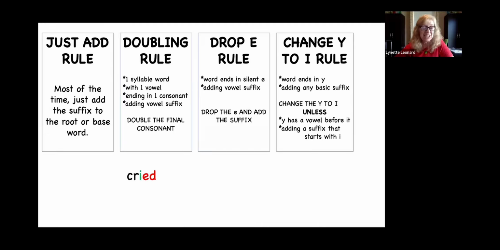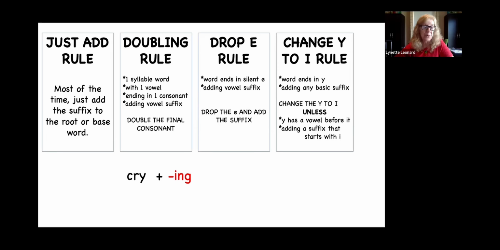However, the first exception, with enjoy plus the suffix ment, enjoy has an O directly before the Y. So therefore, we're going to revert back to the just add rule. We're going to keep the Y the same and just add the ment.